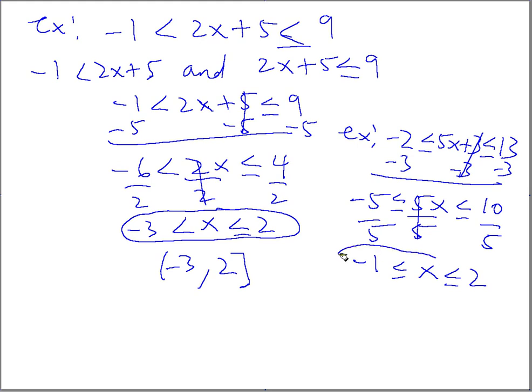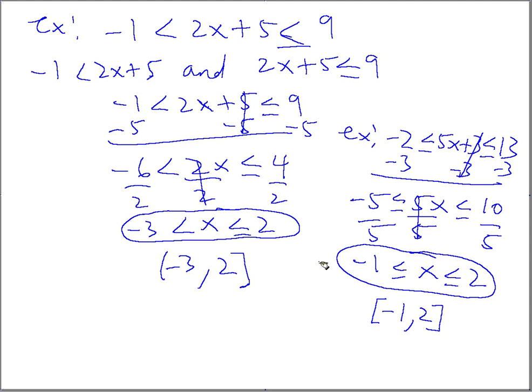So all real numbers between negative 1 and 2, including these endpoints, will be solutions. So in interval notation again, it'll be bracket negative 1, comma 2, bracket as well. Alright, so again, solving compound inequalities as well as double inequalities, not difficult at all, as you can see.